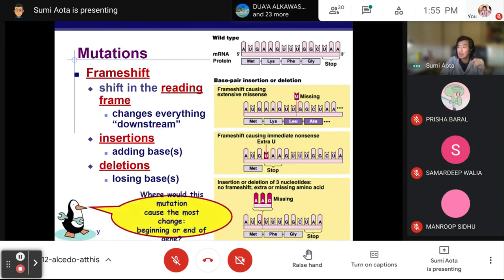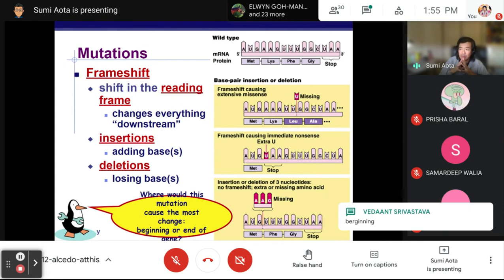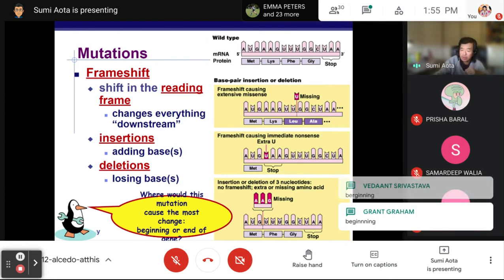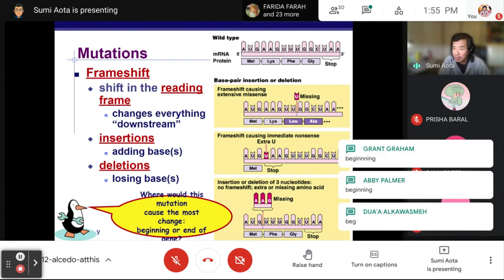Okay. Where would this cause more damage? If it's near the beginning of a DNA sequence or near the end of a nucleotide sequence? Yeah, more cells are going to be impacted if it's at the beginning. Correct.